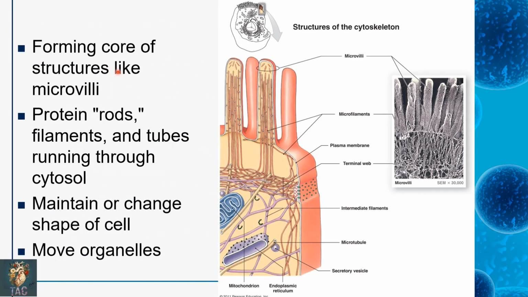So it is forming the core of structures like microvilli. You can see these are the microvilli, these are the cell surface modifications of the cell, and these microvilli are also formed by the cytoskeleton. The protein rods, filaments, and tubes run through the cytosol in different forms. They may be rods, filaments, or tubes running in the cell in different directions, and they maintain the shape of the cell and also maintain the changes in shape of the cell, and they also move the organelles inside the cytoplasm either from the periphery to the center or from the center to the periphery.